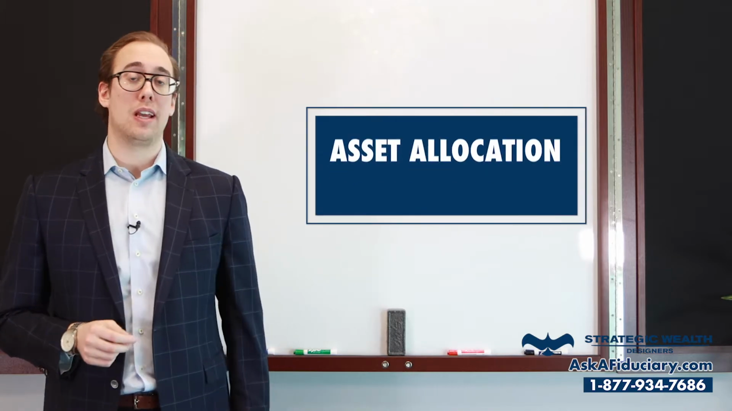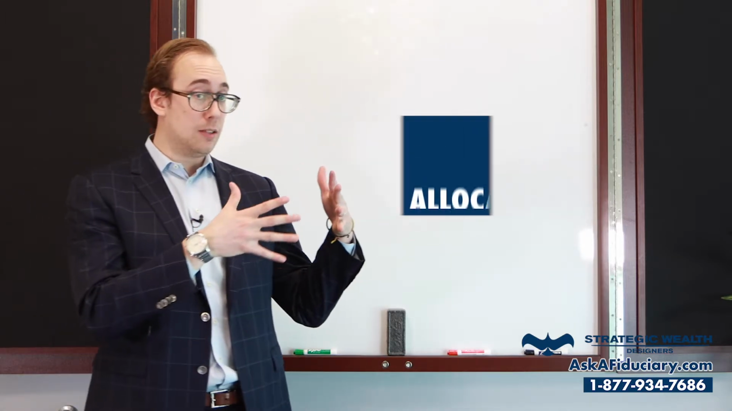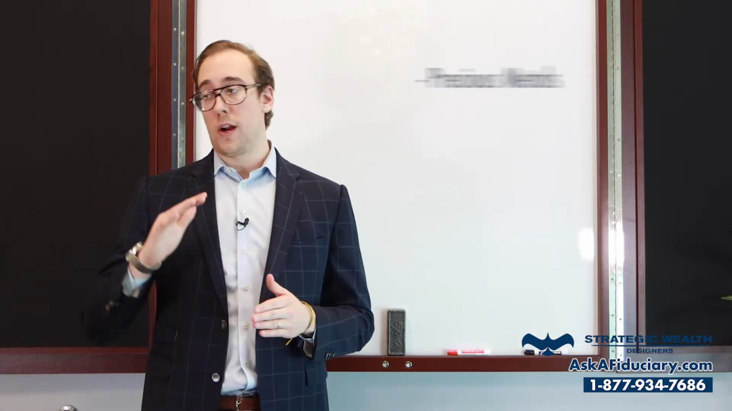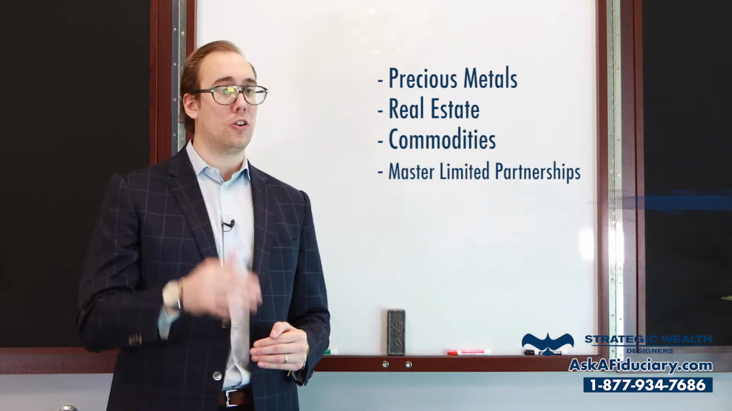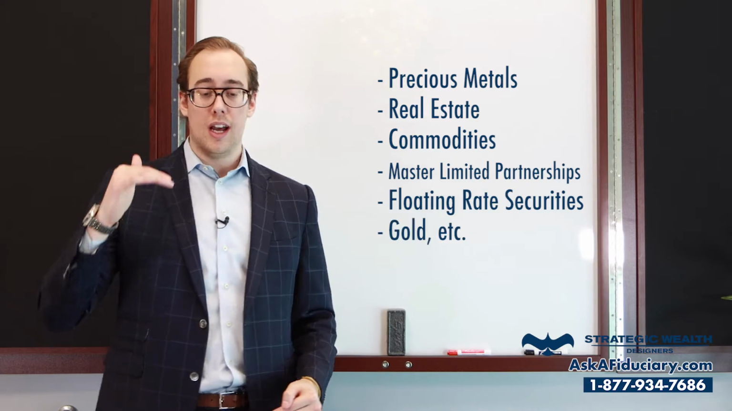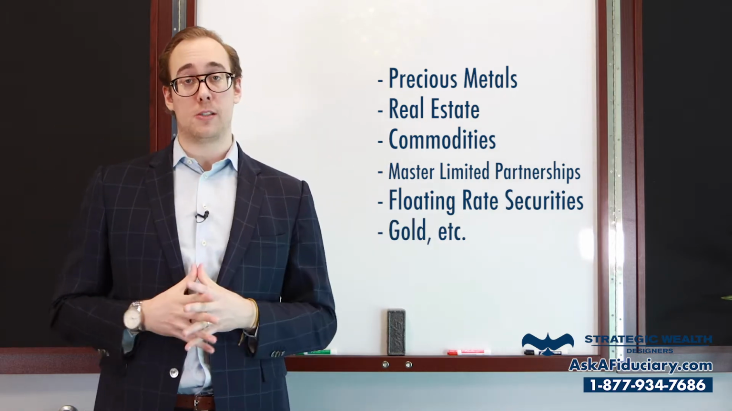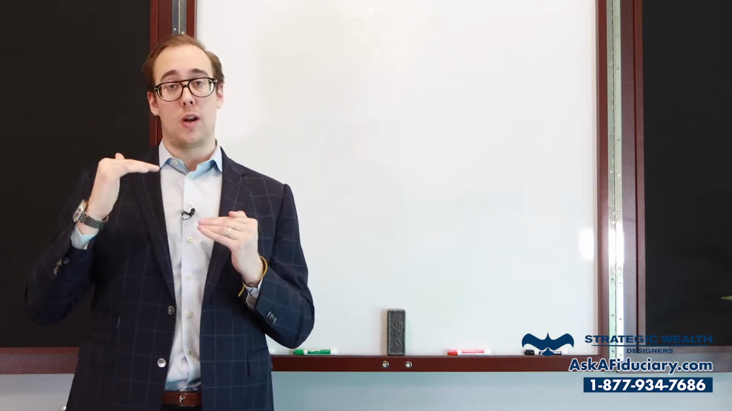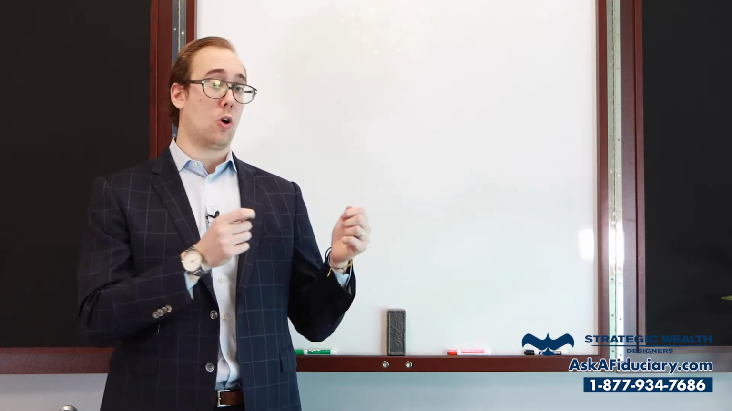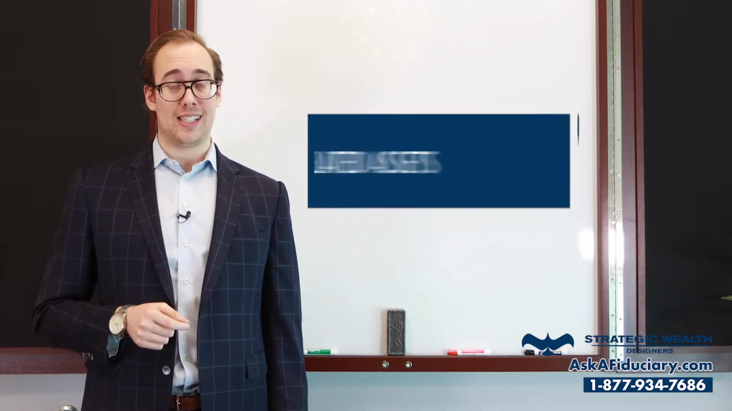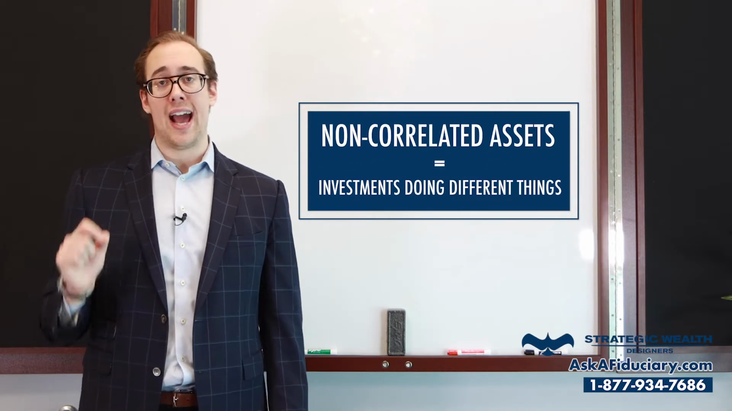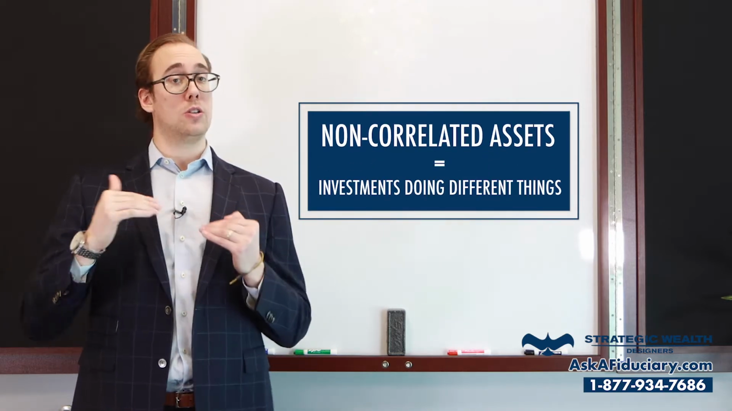Asset allocation means where's your money at? Stocks and bonds are in that equation, but there's precious metals, real estate, commodities, master limited partnerships, floating rate securities, gold, all these different investment classes that are all moving in different directions. The hinge that swings the door open is a simple concept for you. I'd love you to write this down: non-correlated assets. It means investments that are doing different things.